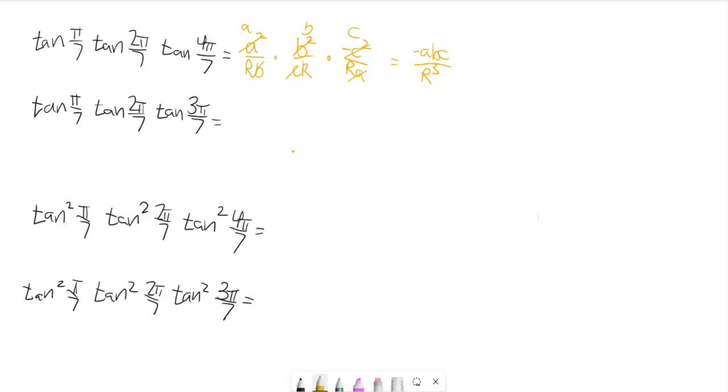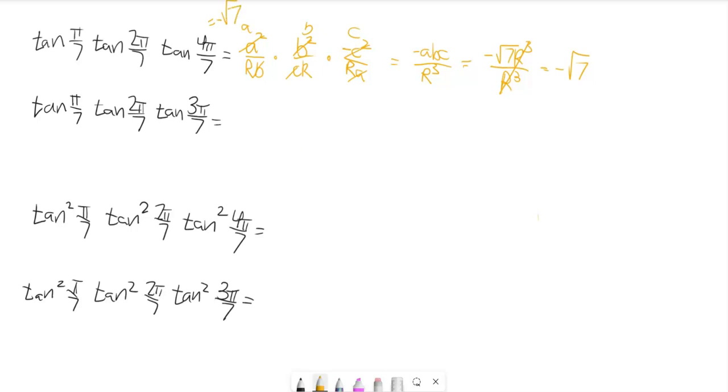Now remember, this had a nice relationship. The product of the three sides equaled the square root of 7 times the circumradius cubed. Now the circumradius is the radius of the circle that goes around the heptagonal triangle and the regular heptagon itself. And it pops up with the sine ratios. You can cancel off the R cubes and we will get negative square root of 7. So this here is equal to negative square root of 7.